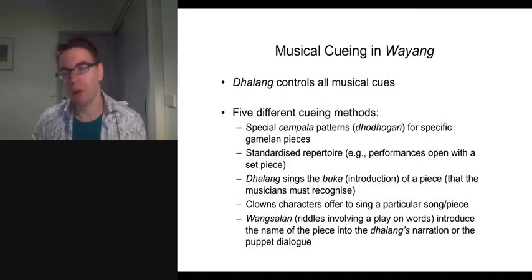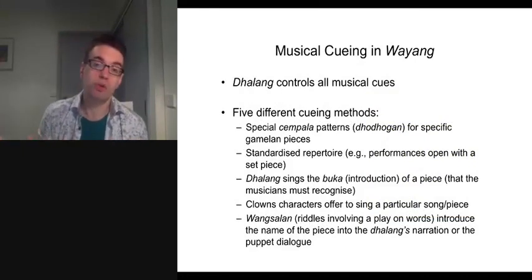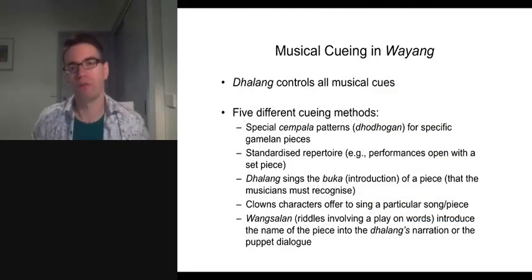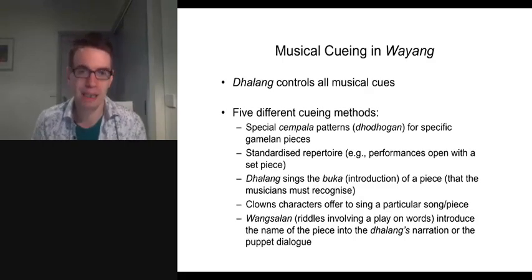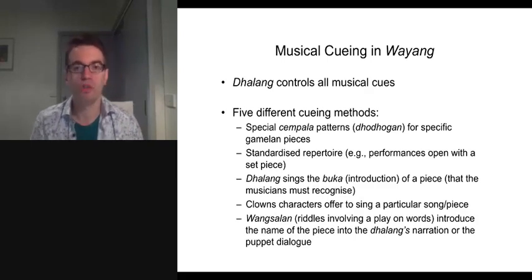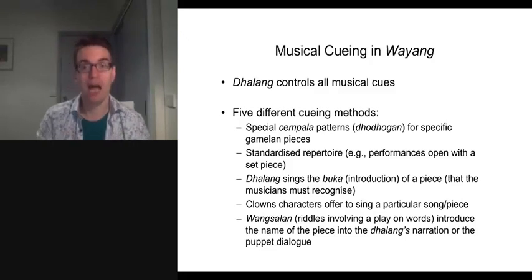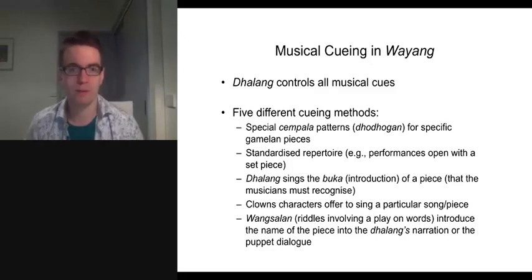So in a wayang performance, the dalang controls not only the puppets but the music and all of the musical cues. And there are 5 different methods for cueing that he or she uses. So in the last slide we talked about the cempala, the wooden hammer, and this can perform various patterns called jojogan, and these denote various pieces or how to move on in the drama. Particularly, a constant tap tap tap against the wooden box will tell the musicians, right, we're moving on, play the next piece.